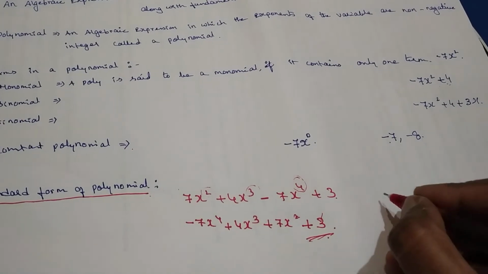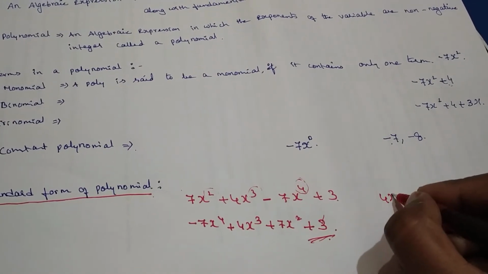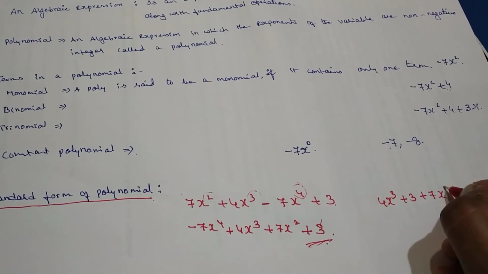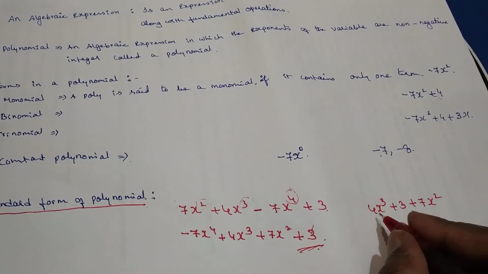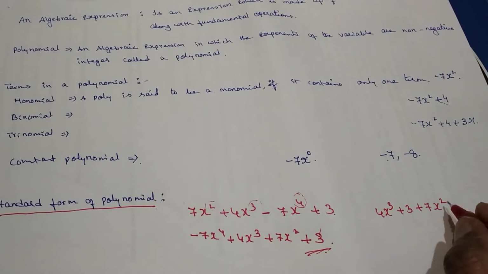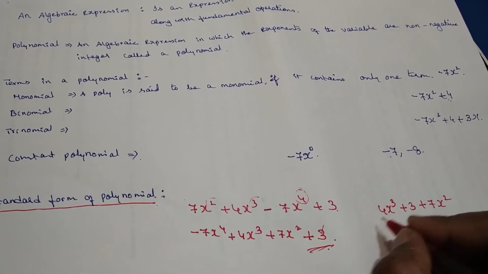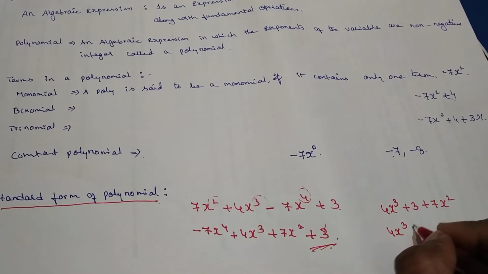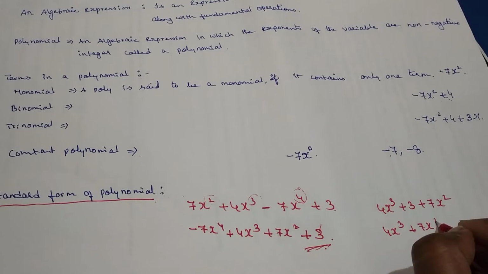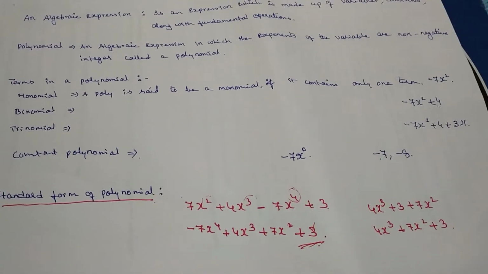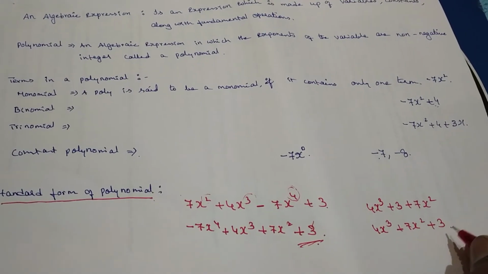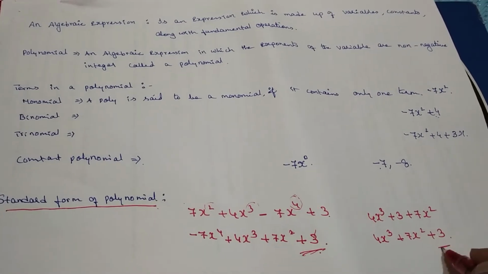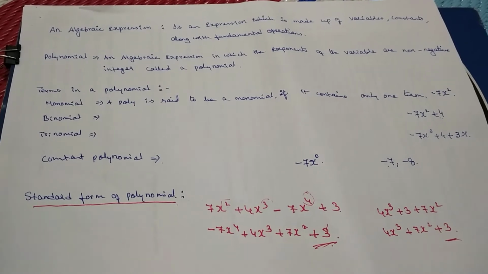So let me give you another example. 4x cube plus 3 plus 7x square. Right? So this is a trinomial. Then I want to write this in standard form. Then 4x cube plus 7x square plus 3. Right? The polynomial is written now in standard form. Hope the standard form of a polynomial is clear for you now.